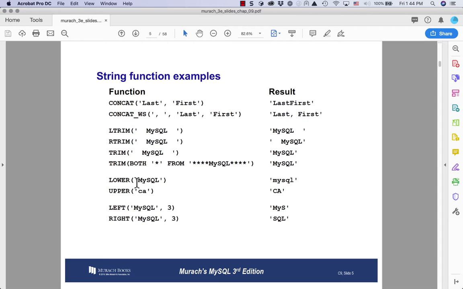The next one, lower and upper. Okay. So we can shift any string to all lowercase by calling lower with that string. And of course, we get the lowercase version. And likewise, we can shift any string to all uppercase by calling upper. And you can see how now we have an uppercase CA.